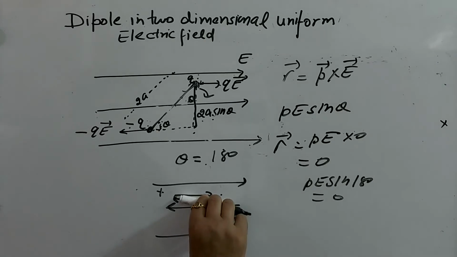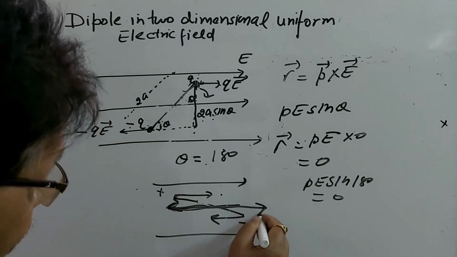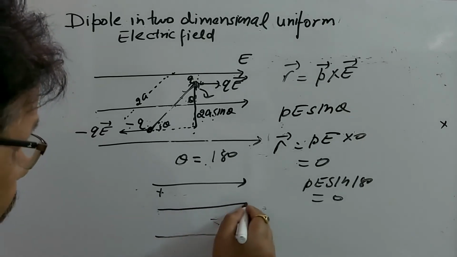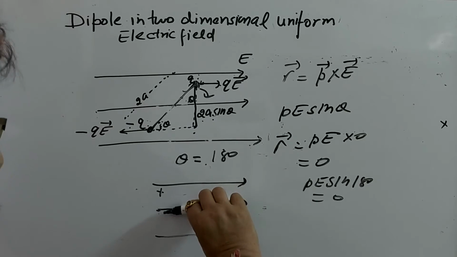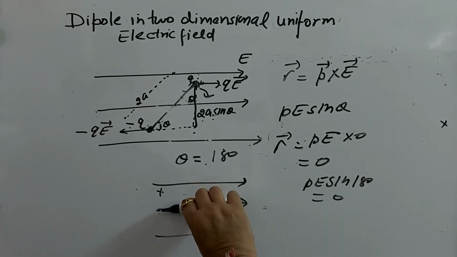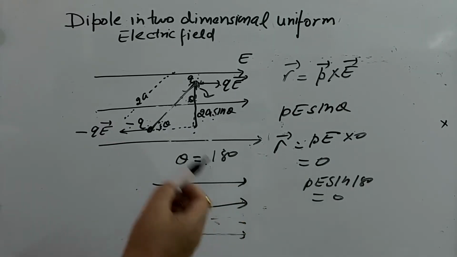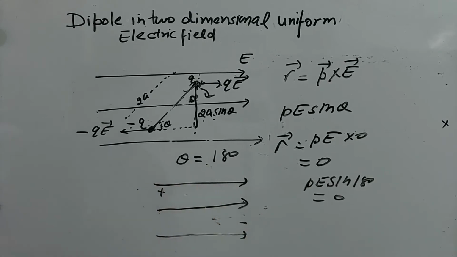Now these two forces will produce torque which will rotate this immediately in the clockwise direction, and this will not align itself along this line, this will align itself in the opposite direction. So after displacing it, you will find the dipole will align itself along the direction of the electric field. So in this position it is not going to come back, so it will be in unstable equilibrium because it goes in some other direction. It means when theta is 0 degree, then the dipole will be in stable equilibrium, and when theta is 180 degree, it will be in unstable equilibrium.